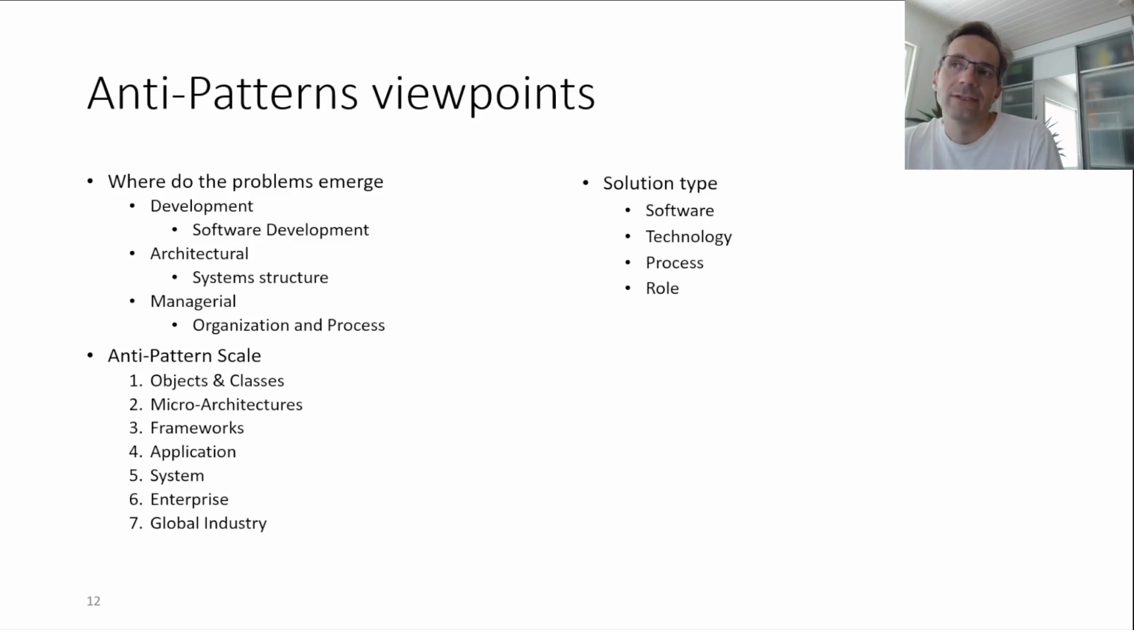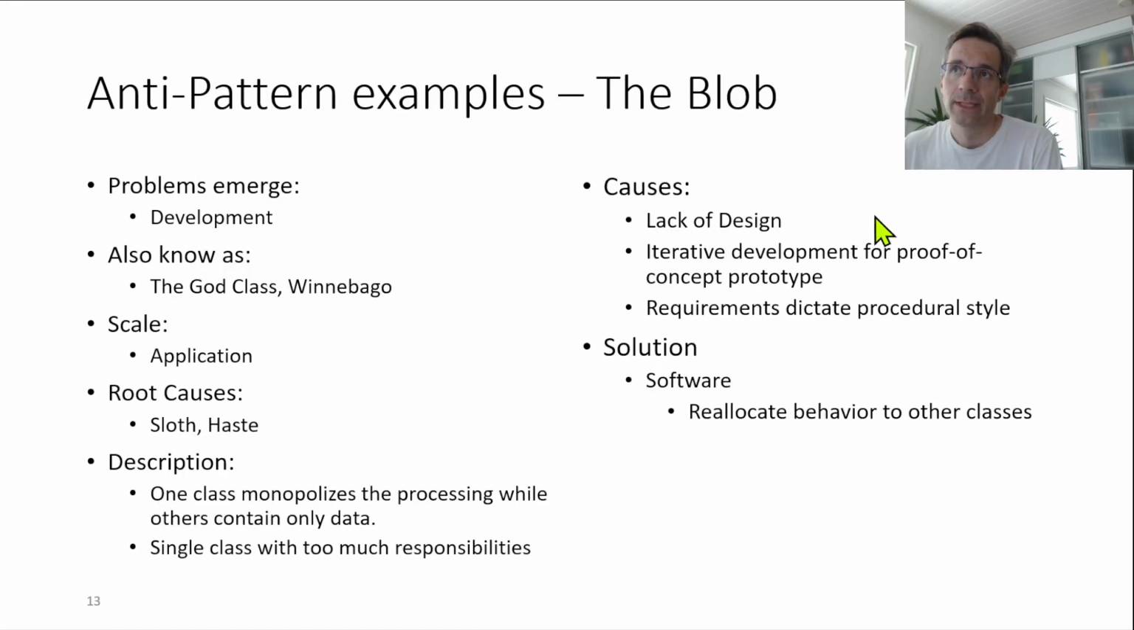And they recognize different types of solutions to these anti-patterns. The solution can be software or technology, it can be process, or it can be a role-based solution. And next we have a look at some of the anti-patterns that are presented in the book. The first one is called in the book the Blob. It is also known as God class or Winnebago.